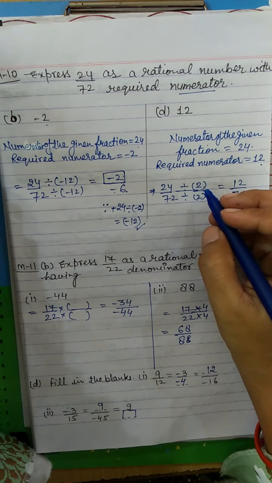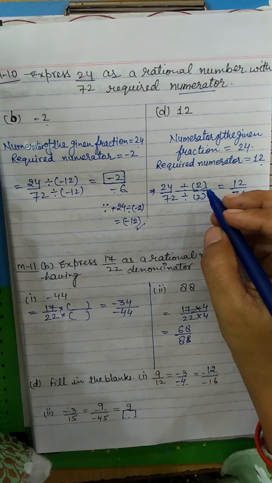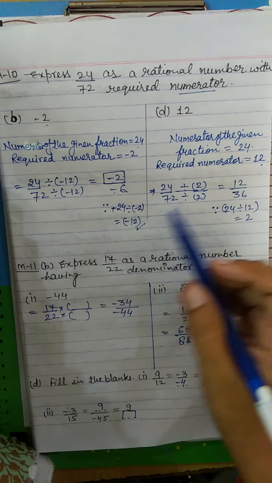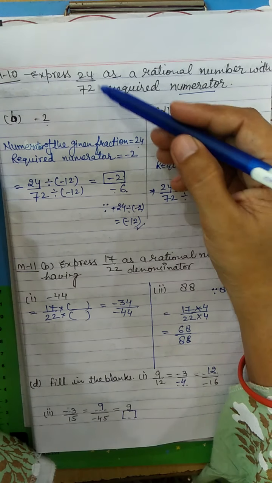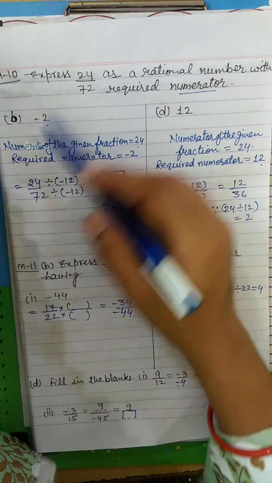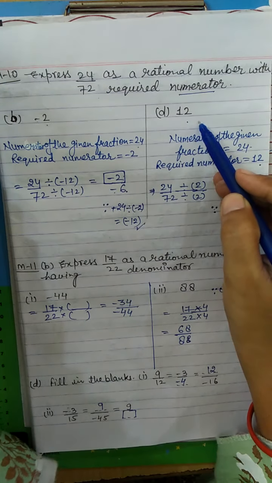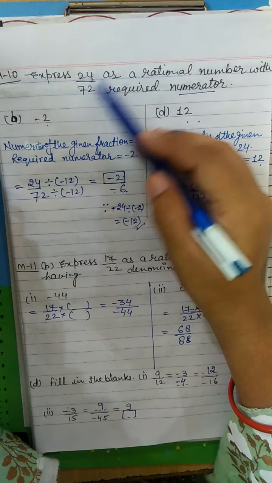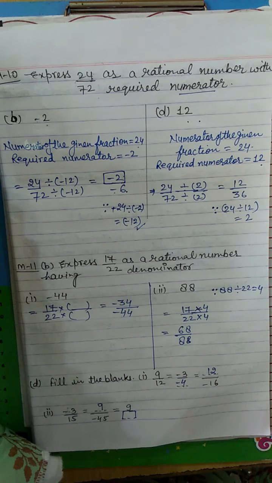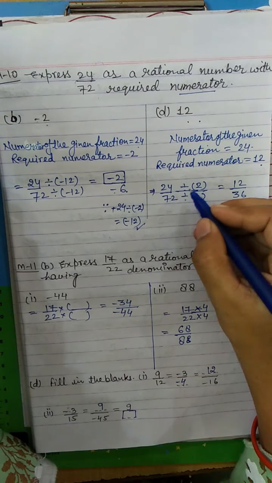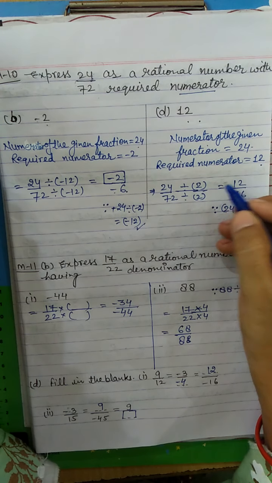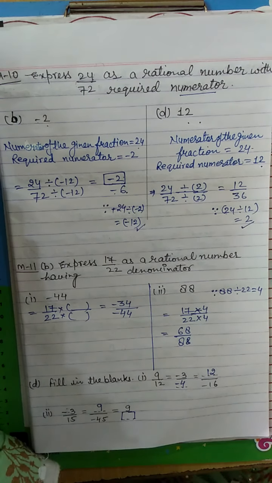But in the case when the numerator and denominator of the given fraction is greater than the required one, 12 is less than 24, it is greater, in that case the numerator and denominator of the required fraction, we divide both of them by the common factor.